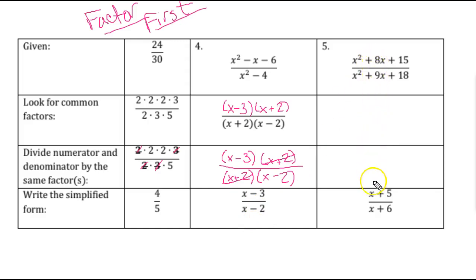You can try and reduce number 5 on your own. Factor, look for factors that will divide, and then keep whatever did not divide.